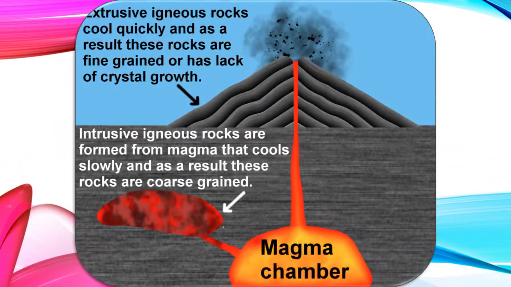Now the process of extrusive and intrusive igneous rocks. Look at the picture here. The magma chamber is here. Magma and lava come from those volcanoes. Extrusive igneous rocks cool quickly, and as a result these rocks are fine grained or have a lack of crystal growth. And intrusive igneous rocks are formed from magma that cools slowly, and as a result these rocks are coarse grained, and this coarse grained rock is mostly used for grinding.